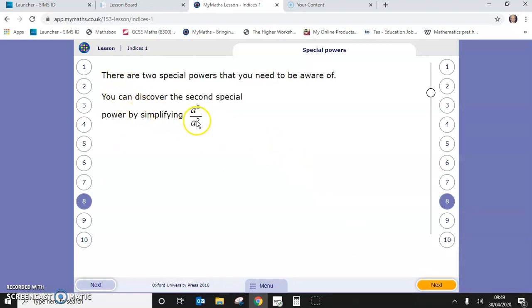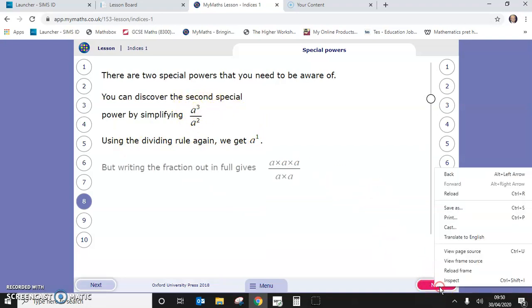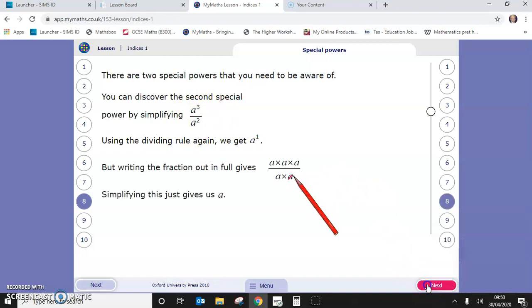The second special power is a to the power of 3 divided by a to the power of 1... We do get a to the power of 1, because if you think if we got 3 at the top and 2 at the bottom, we cross them off. As we've done before.